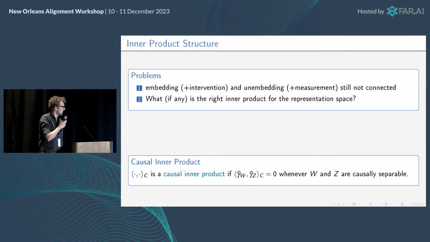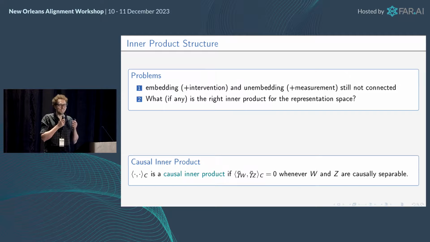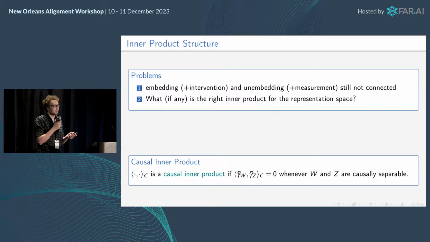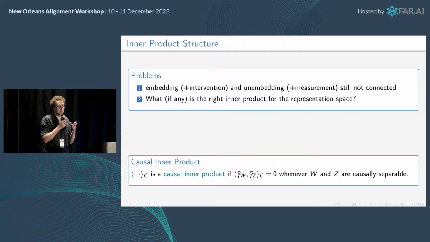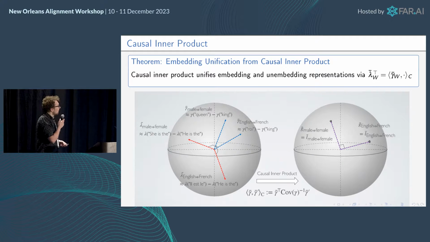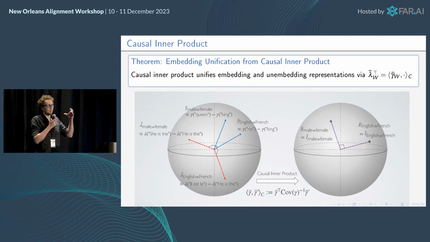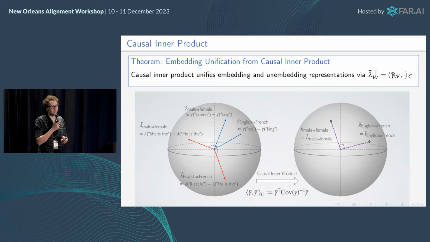The idea we're going to use here is to say an inner product should have the special property that if we have two high-level concepts that can be varied fully freely of each other, so concepts like sex and output language are distinct, then those things should be represented orthogonally in the representation space. The Euclidean inner product generally does not have this property, but it's a desideratum that we're going to impose. Then the result is basically that if you have such an inner product, you get an automatic unification of the embedding and unembedding representations through the Riesz representation theorem.